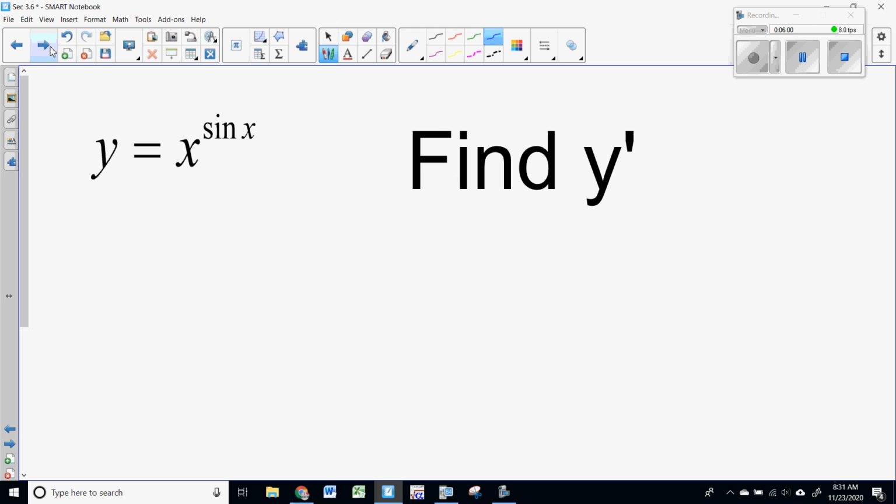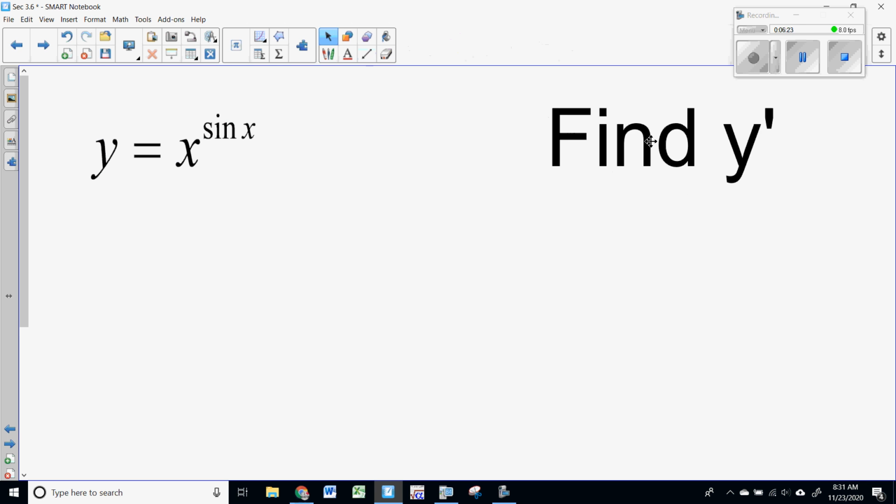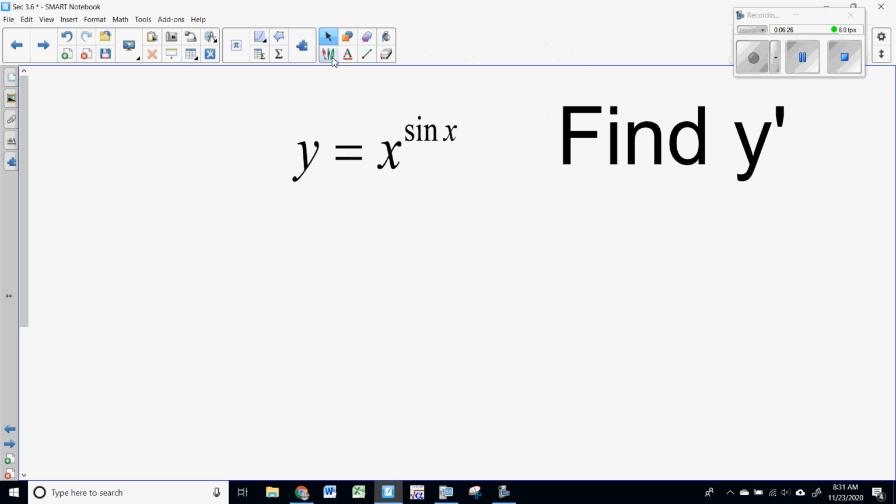Now, let's say we want to take the derivative of this: x to the sine of x. So we now have a variable raised to a variable. So this is not our power rule. We just can't bring down the sine. This is not our exponential rule where it just throws natural log out in front. We need to find this some other way. And the way we're going to do this is with implicit differentiation. Okay? But first, what I'm going to do is take the natural log of both sides.